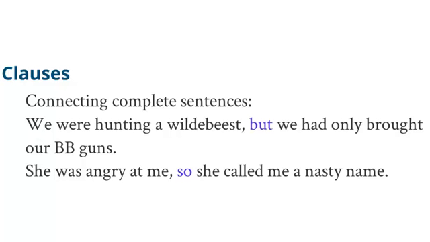In the second sentence here, she was angry at me, so she called me a nasty name. Each of those is a complete sentence, and it's connected by a comma and the word so. So that's coordination, putting together two things that are equal.